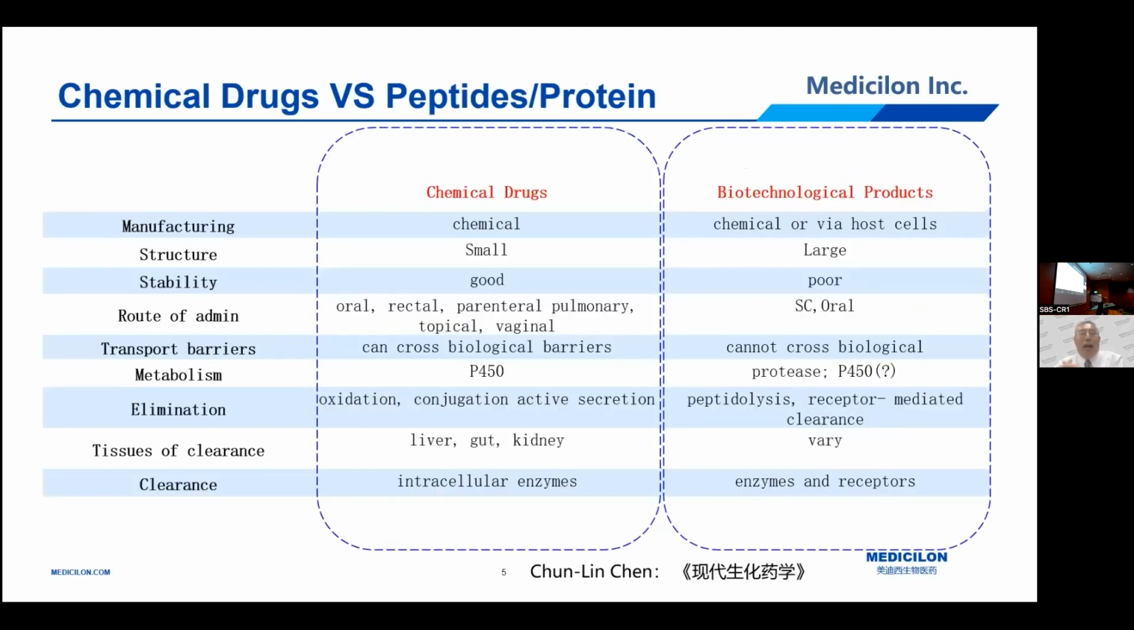But in order to understand peptide drugs, we need to know their drug-like properties. Peptide drugs actually belong to biologicals. Compared with chemical drugs, there is a little bit of difference in structure, especially in drug metabolism and pharmacokinetics. Peptides usually have poor oral bioavailability or poor stability, but they are not metabolized by P450, and the tissue distribution really varies.